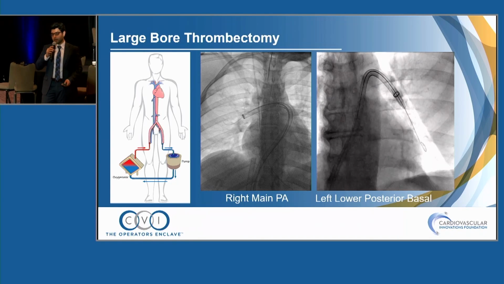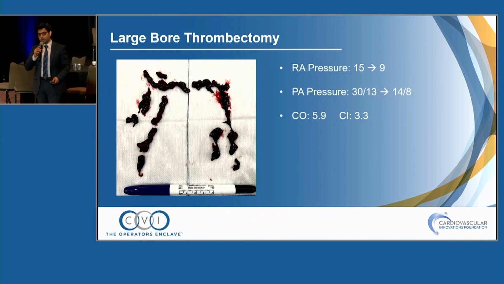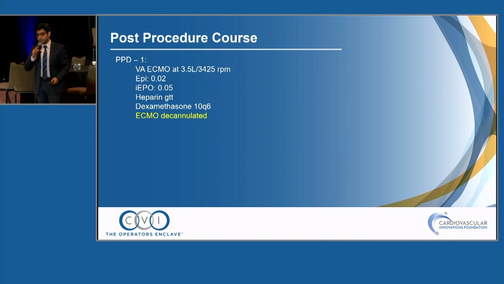After aspiration on the right side, we then brought our attention to the left side, and here's the clot that was removed. Right after the thrombectomy, her RA pressure improved from 15 to 9, her PA pressures improved, and then her cardiac output and index were normal, but on VA ECMO. After that, she was taken back to the CT ICU this time. The day following the procedure, ECMO was decannulated.